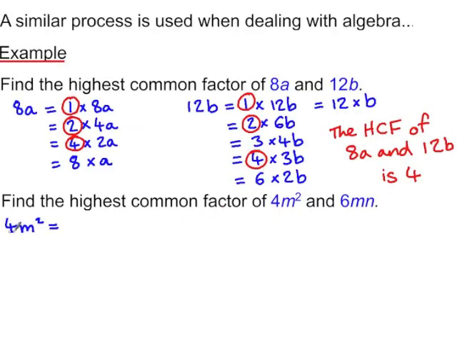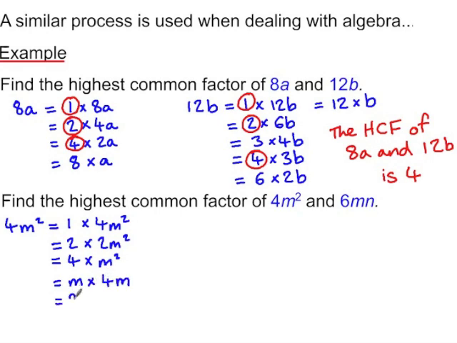If we look firstly at the numerical factors of 4m squared, they are 1, 2 and 4. So 1 times 4m squared, 2 times 2m squared, and 4 times m squared. But we could also say that m is a factor, so this is m times 4m. 2m is a factor, 2m times 2m. And of course 4m is a factor, but we've already used 4m times m.